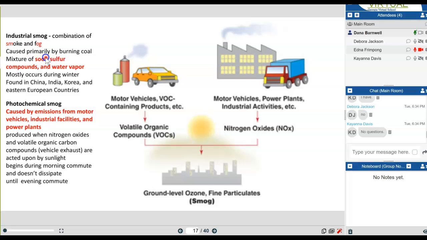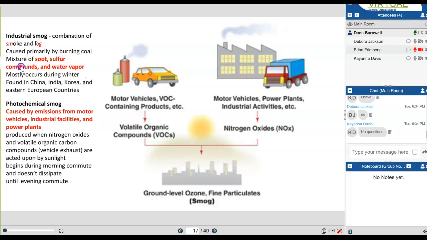So we're going to get a mixture of soot. Soot's going to be part of that particulate matter that we were referencing earlier. We're going to get sulfur compounds from burning coal. In fact, when we look at coal, we try to determine and understand what its sulfur content is, because sulfur dioxide can be a problem as an emission from coal burning power plants. And then water vapor.